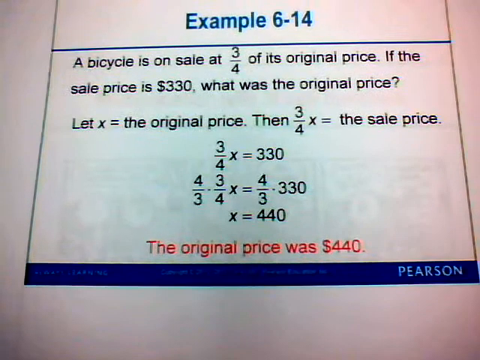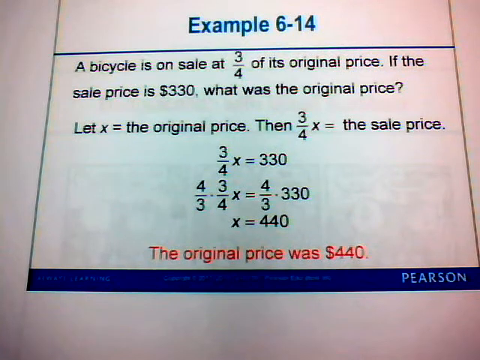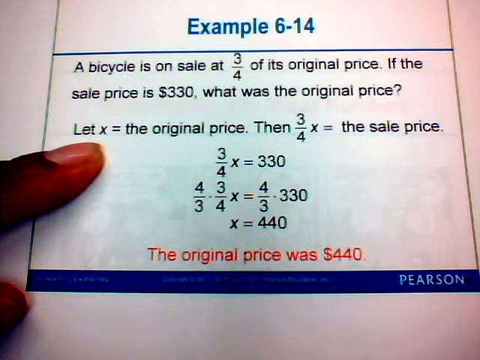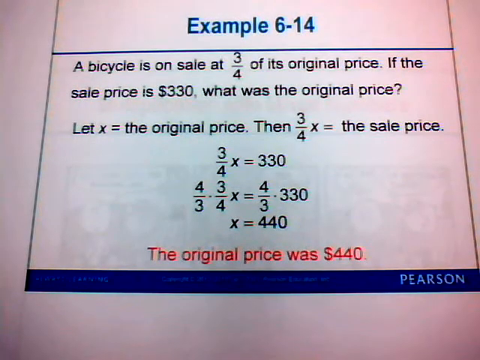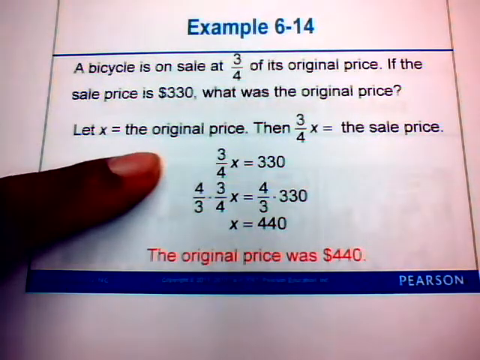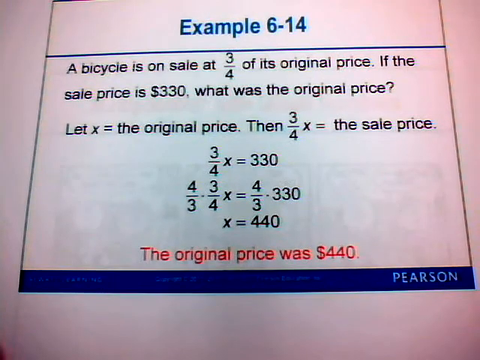Here's an example. A bicycle is on sale at 3/4 of its original price. If the sale price is $330, what was the original price? So here we have an algebra problem that we want to solve. We want to find out what the original price is, so we're going to let x be the original price. Then the sale price is 3/4 of its original price, so that's 3/4 times x, which will be the sale price. And the sale price is $330, so the equation that I'm going to have is 3/4 x equals $330.